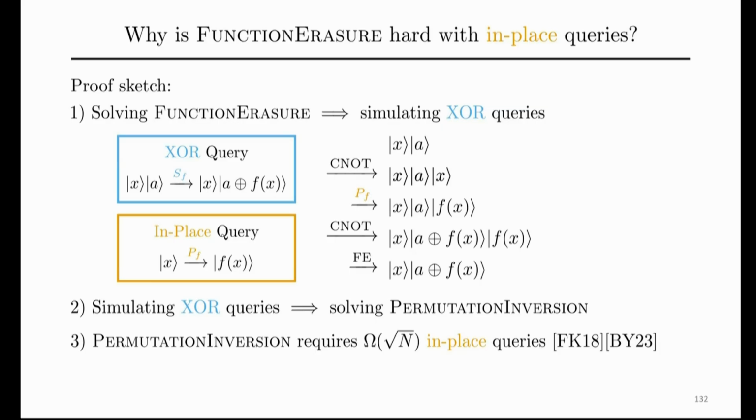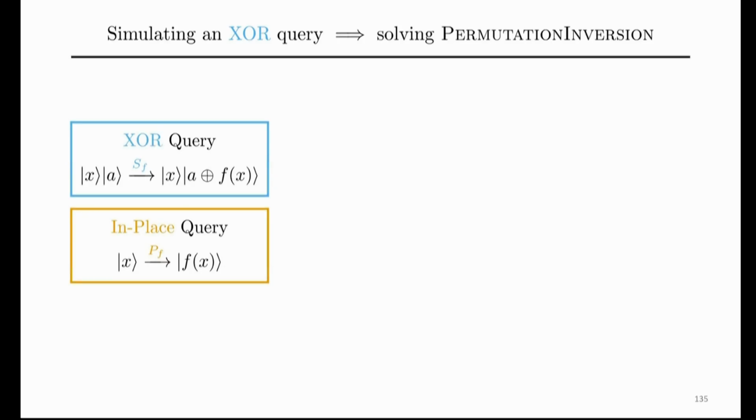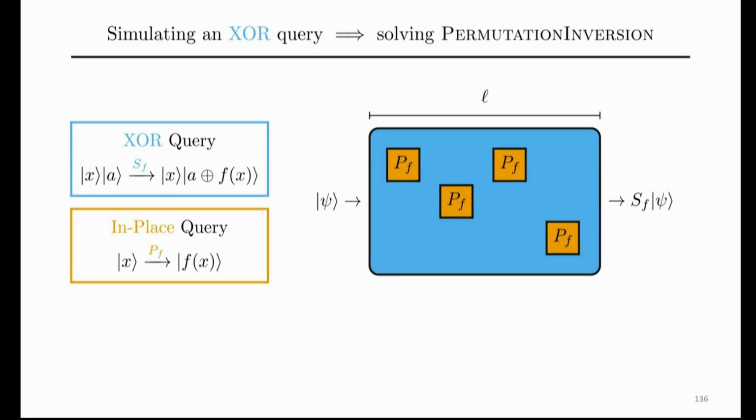So now all that's left to complete our proof is to show that if we had a circuit that simulated XOR queries using in-place queries, then we could use it to solve permutation inversion. So how does this go? Well, we imagine we have some circuit that simulates an XOR query that uses L in-place queries to f. And we're only going to care about the specific conversion from x, f of x to x, 0.